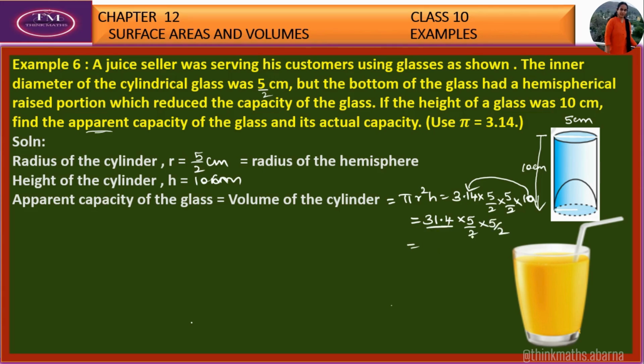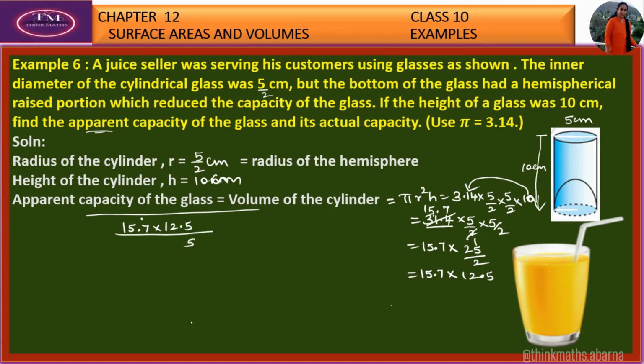So this number and this number is divisible by 2. 1 2s are 2 and 1 2s are 2, balance 1. 5 2s are 10, balance 1. 7 2s are 14. So 15.7 into, what is 5 5s? 5 5s are 25, divided by 2. So 15.7 into 25 divided by 2. 25 by 2 is 12.5. Now we have to multiply 15.7 into 12.5. So let us do the calculation.